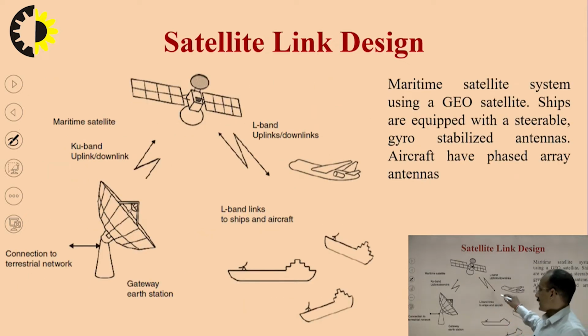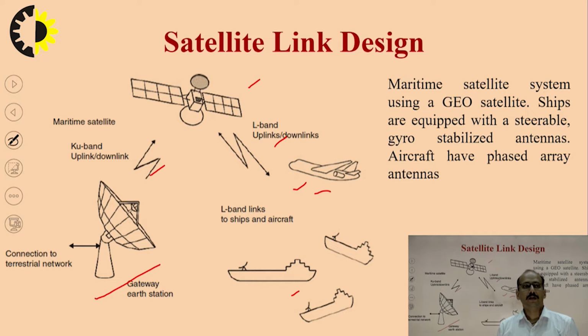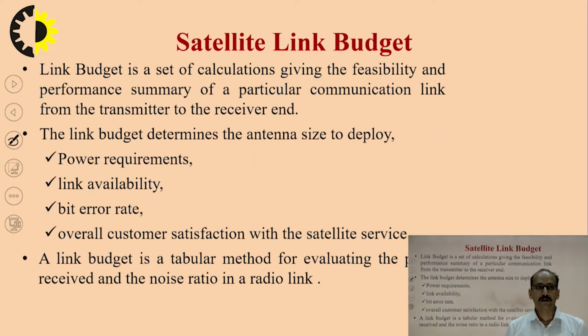This is the example which we discussed in the previous lecture also. If you want to design a maritime navigation satellite system, you can see here there is a ground station located on the earth side. This is the satellite in the space segment. These are the users, various ships in the ocean or aeroplanes in the atmosphere. You are using Ku band and L band for uplink and downlink with them. These bands have to be determined because that is the first step towards the satellite link design.